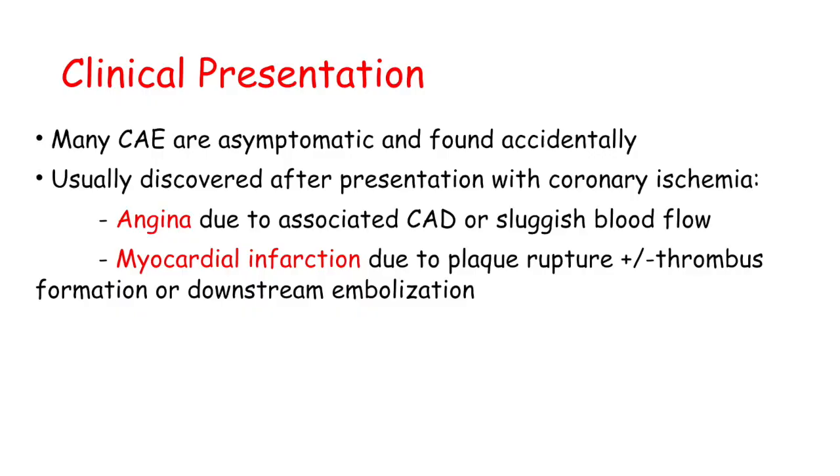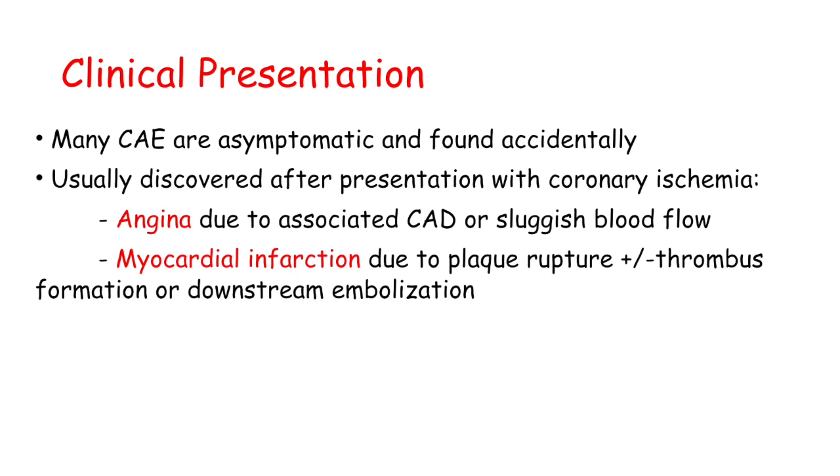Clinical presentation of coronary ectasia and aneurysm. Many of the ectasias are asymptomatic and found accidentally during cardiac catheterization for some other reason, for evaluation, or they can present with a form of ischemia, either due to angina or myocardial infarction. Angina happens because of associated coronary heart disease that comes in with the ectasia, or because of the slow blood flow that can reduce the TIMI flow, leading to ischemia and demand ischemia.